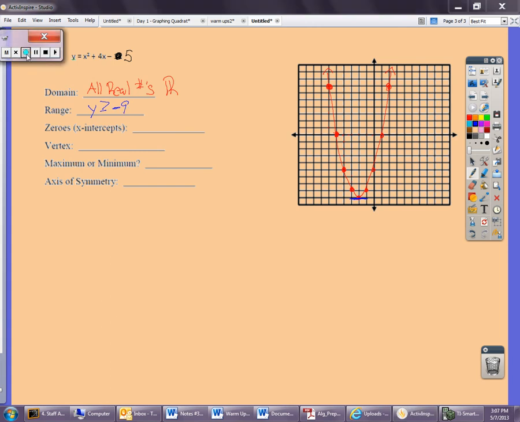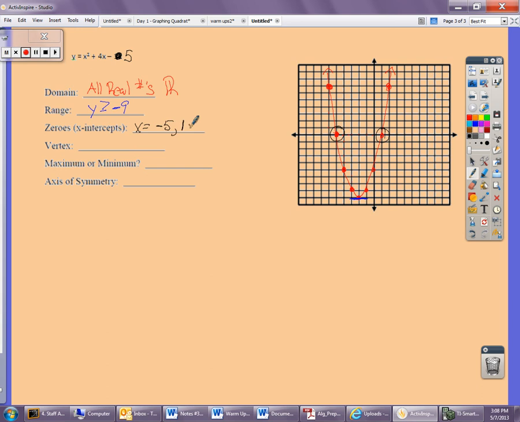The next thing we want to do is find our zeros, or the x-intercepts. We have one right here, and we have another one right here. So we have negative 1, 2, 3, 4, 5, and positive 1. So the zeros are the x-intercepts, negative 5, positive 1.